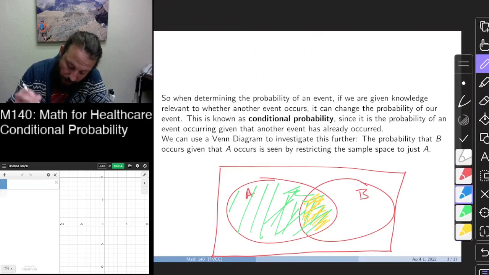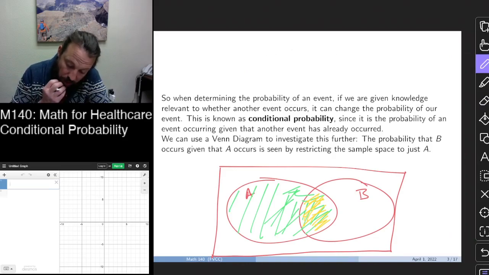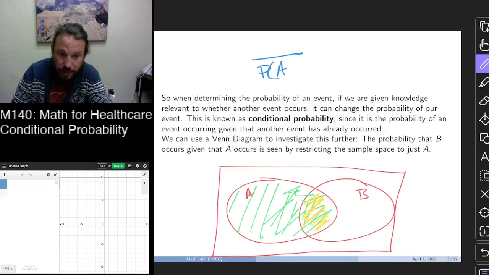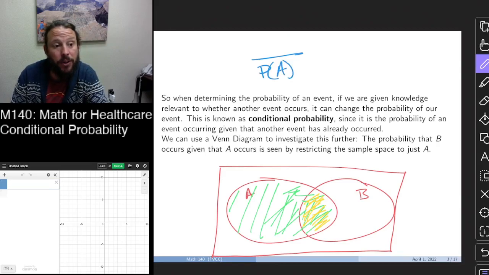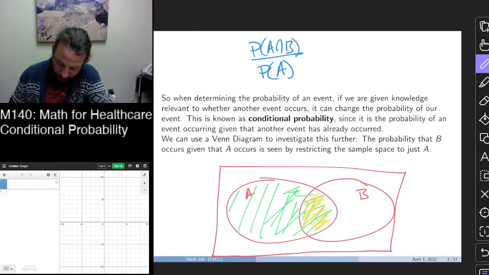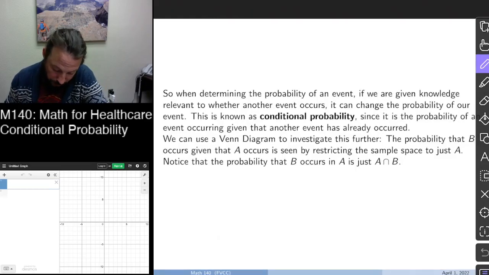Now we know A occurs, and we want the probability that B occurs given A. Well, what we saw was the new sample space is A, so that's our new denominator, the probability of A. And the numerator is that yellow area, the probability of A intersect B. And that's going to be our next formula.